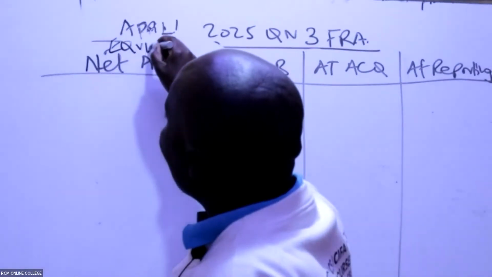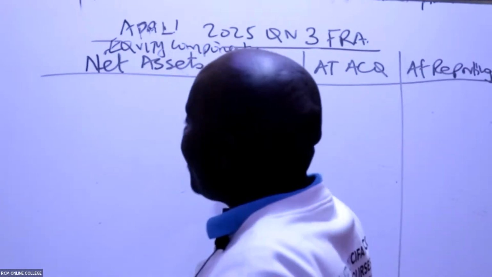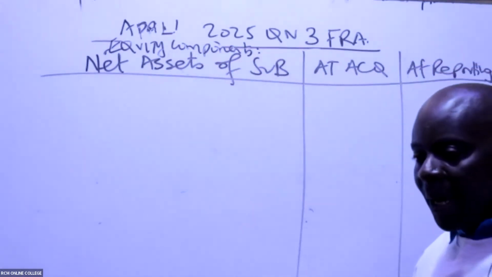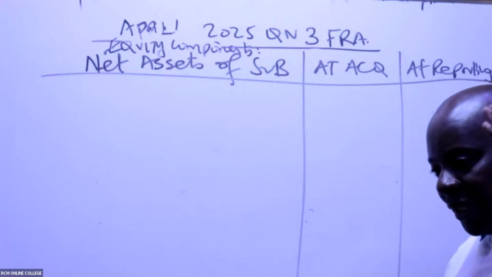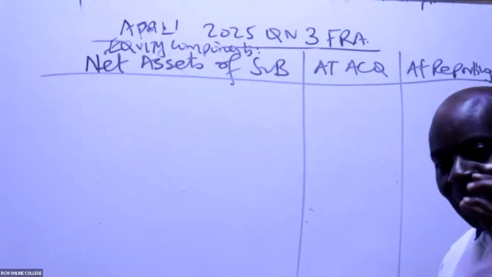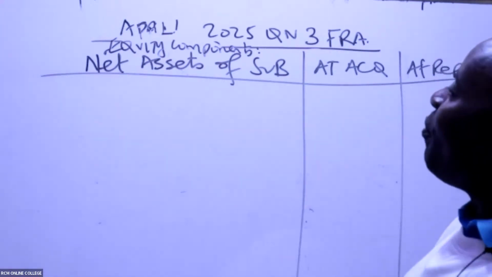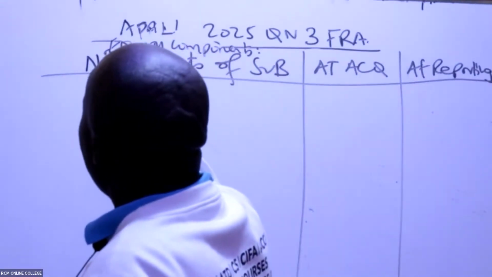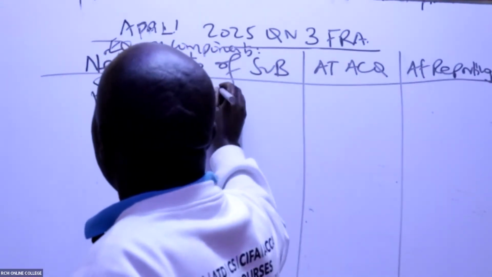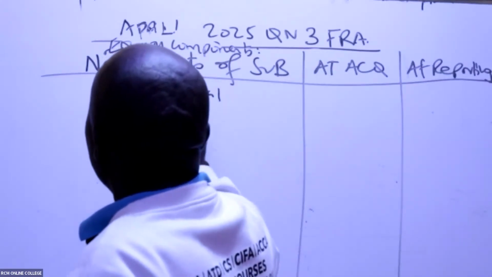Equity components. But let me ask you a question. Do you remember the name of our subsidiary? What is the name of our subsidiary? It's STKT Limited. So for STKT Limited, the equity components, remember, equity is the share capital. So we have here share capital. We have in this case here share premium.